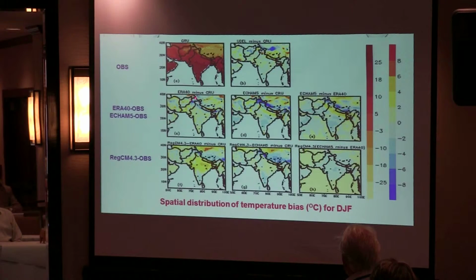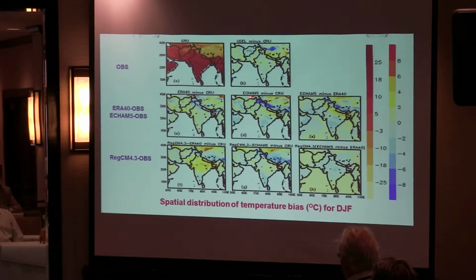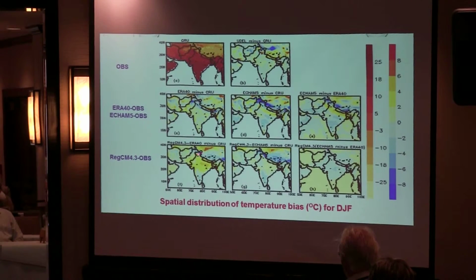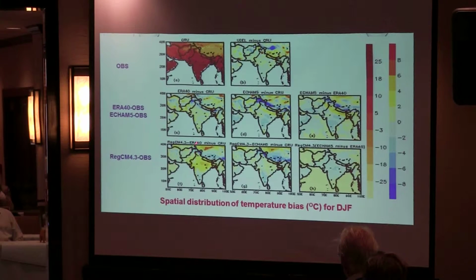Here is the ERA40 minus CRU biases. ERA40, as I explained, is the reanalysis data set. And in the second case, we have the ECHAM5 GCM minus CRU. And here are the two simulations. One is from the ERA40 driving field, and the second is from the ECHAM5 GCM.